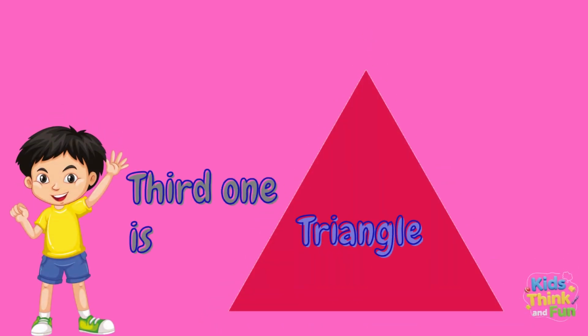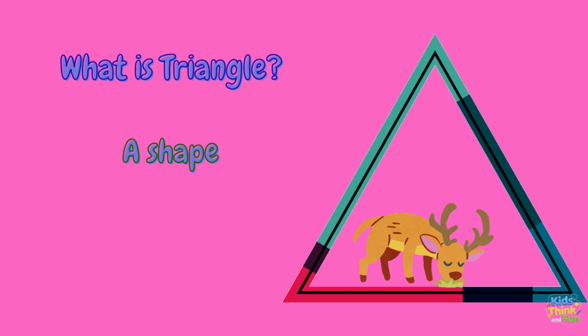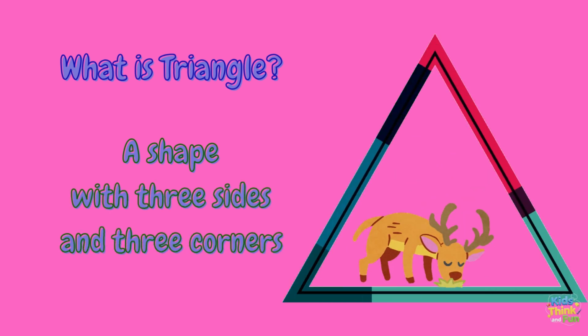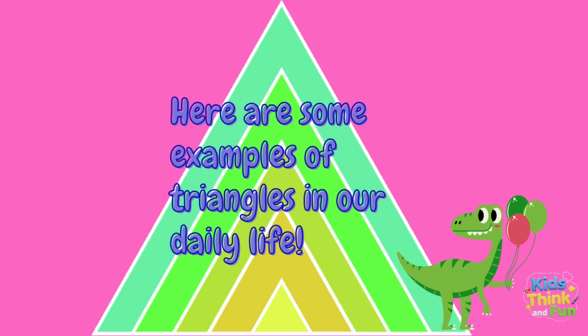Third one is a triangle. Let's talk about it. What is a triangle? A shape with 3 sides and 3 corners. Here are some examples of triangle in our daily life.